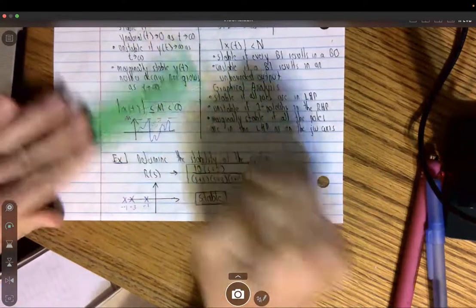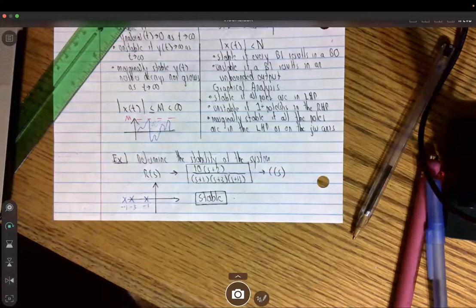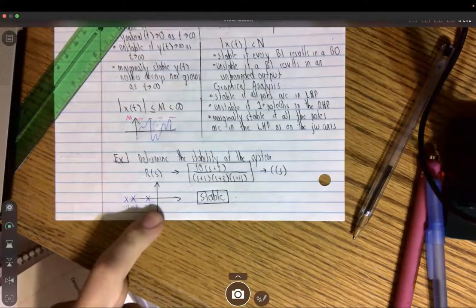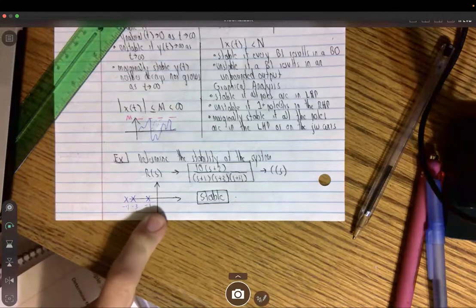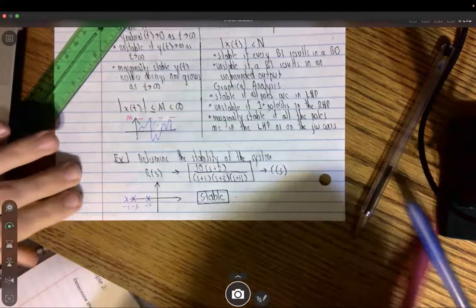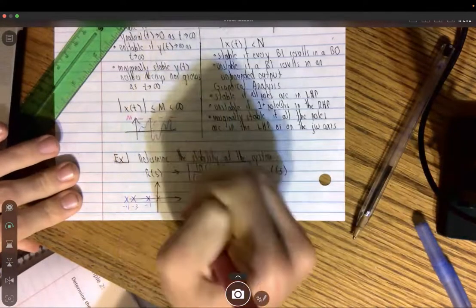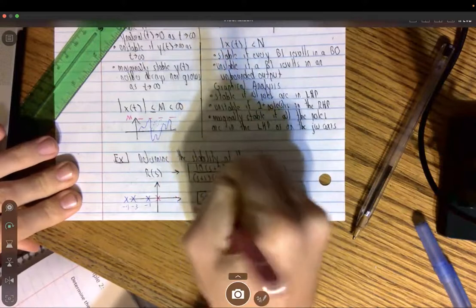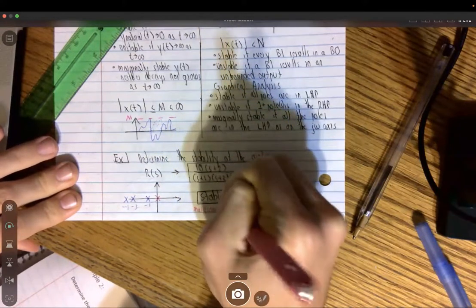Okay. Now that we determined that, what if we had one pole on the axis? Then it would be marginally stable. If we have a pole, say if it was right here, then that would result in the condition of marginally stable. Just so you guys are aware of that.